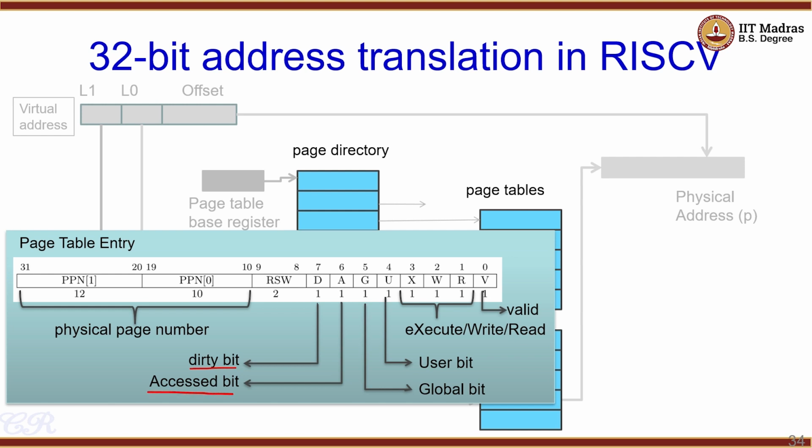The accessed bit A is essentially equivalent to the P bit, the present bit which we have discussed earlier. If there is a page that is present and there is a mapping from the memory block to a corresponding page frame, then you have the accessed bit set to 1. Then we have the X, W and R. These are essentially the protection bits.